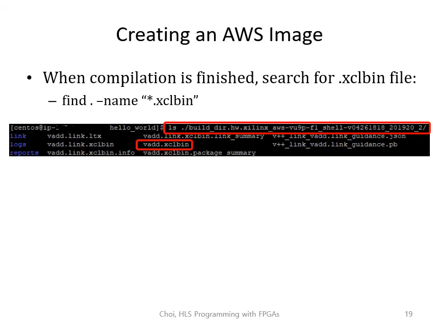If the compilation process is finished, please search for the xclbin file. You can do that with this find command. The one you're searching for is under the directory named build_dir.hardware.xilinx, and there you can find your file named vadd.xclbin.